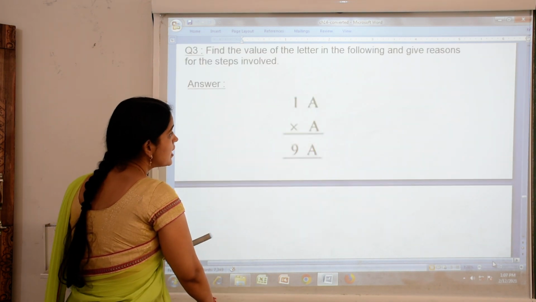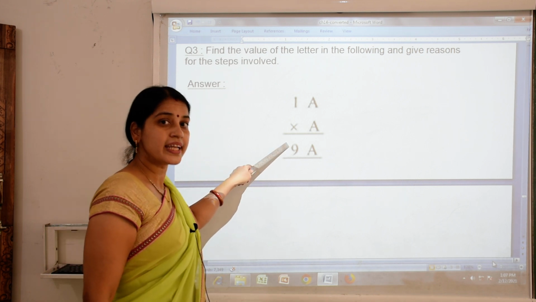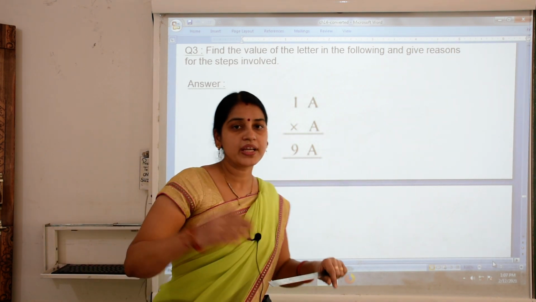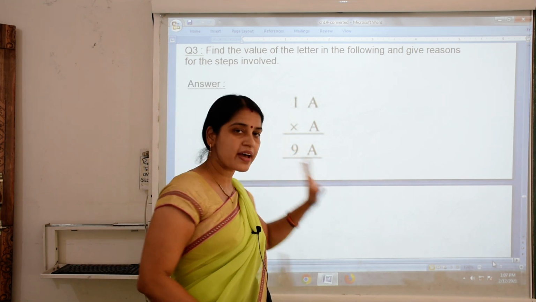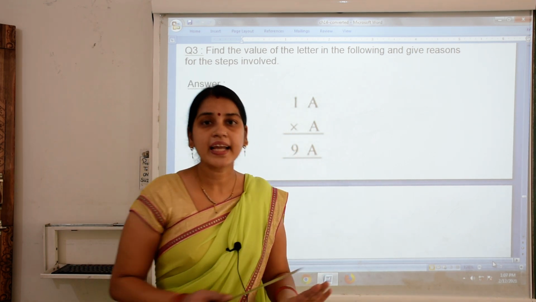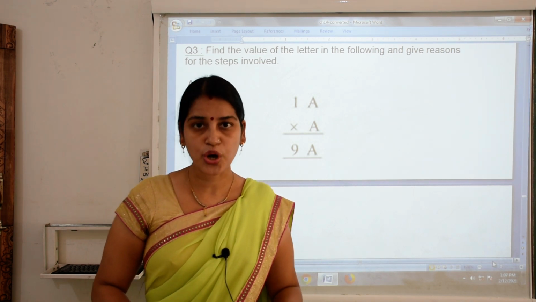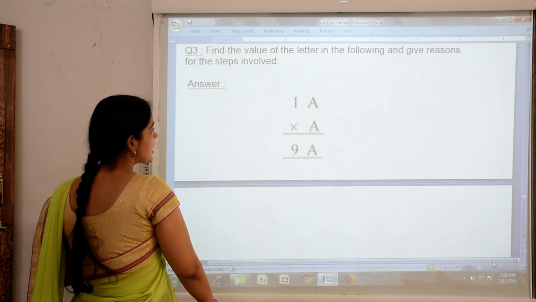Why not possible? Because here you have given 9. And when 15 multiplied by 5, we are getting 75. Means here we are getting 7. It means again a equal 5 is not possible. Now we take third case.